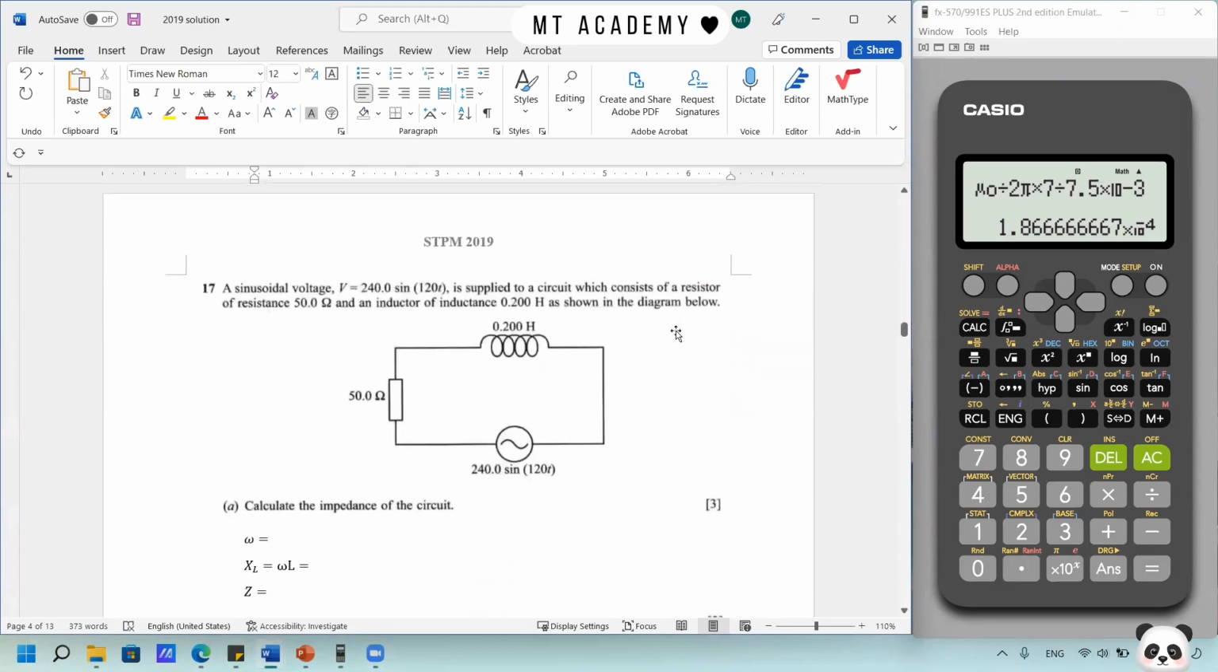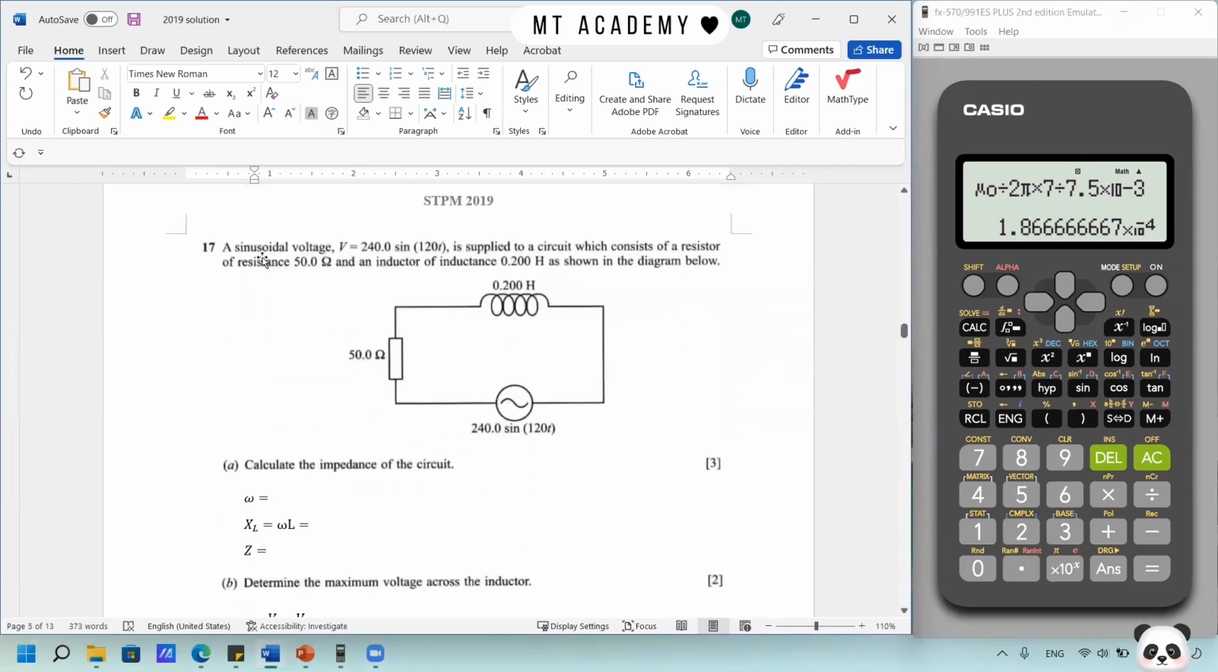So I proceed to question 17. A sinusoidal voltage is given as 240 sine 120 t. So we have a sine omega t, and the angular frequency is equal to 120. Remember, omega is equal to 2 pi f, so if you need to find the frequency, this is the formula.